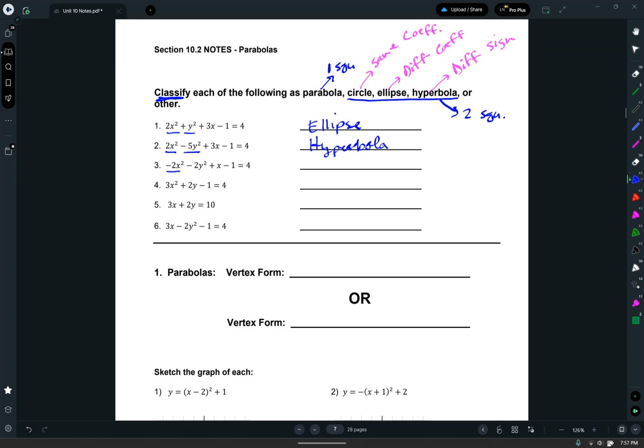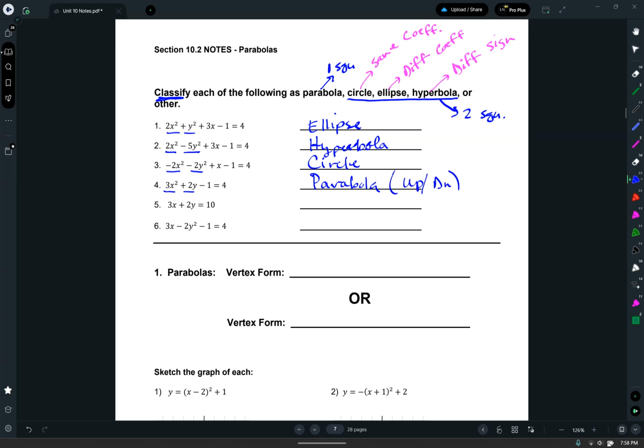Look here, both of these squared terms have the exact same coefficient. They both have -2. It's fine to be negative. If they're exactly the same, that makes it a circle. On number 4, I think we only have one squared term, right? The x is squared, so that's a parabola. And remember how we said if it's the x that's squared, it's the kind that opens up or down, the kind that we've done in the past.